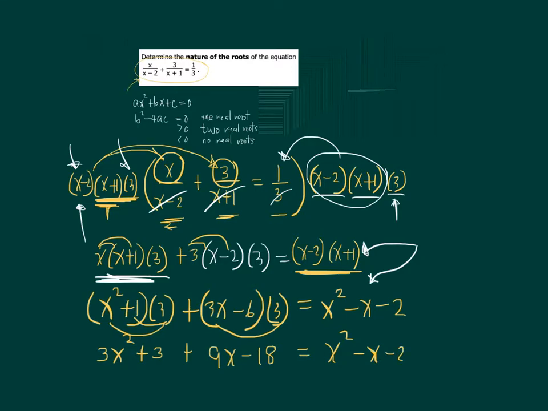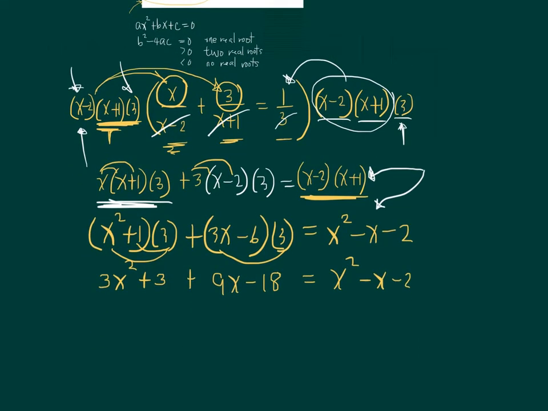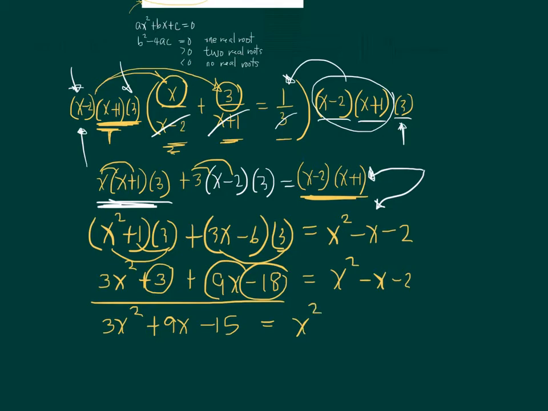And still, just continue working on the equation. So you have to combine this. You have 3x squared, and then you can have the 9x, and then 3 and minus 18 should be negative 15, equal to x squared minus x minus 2.